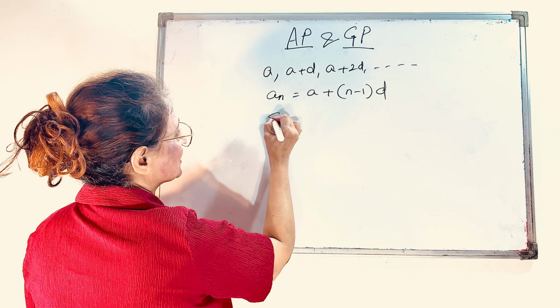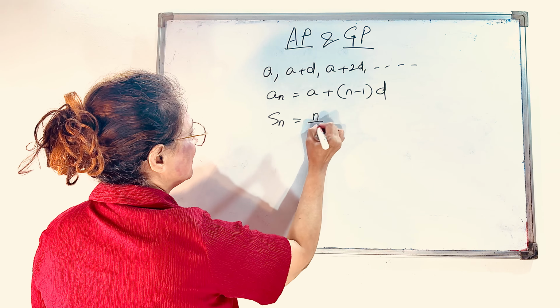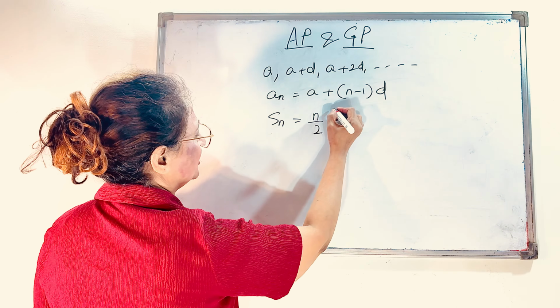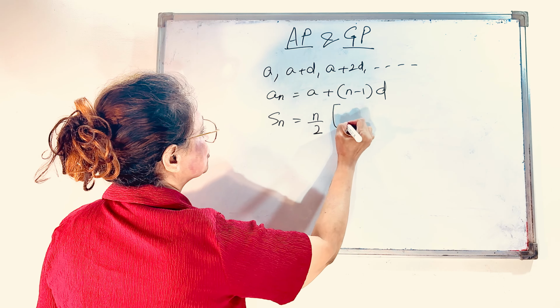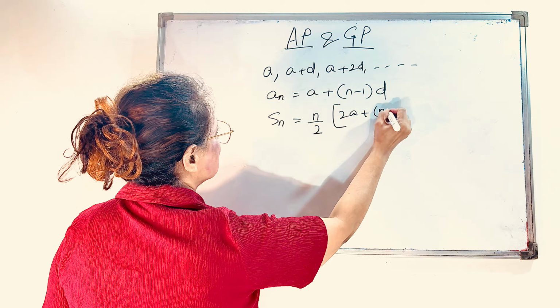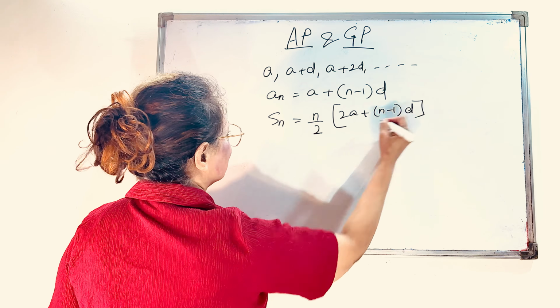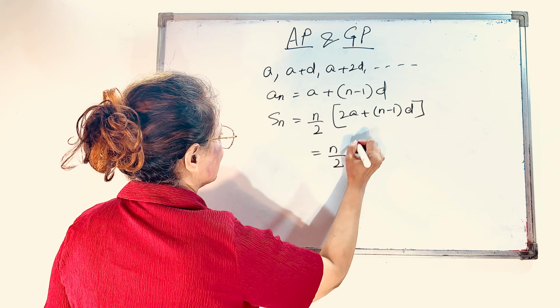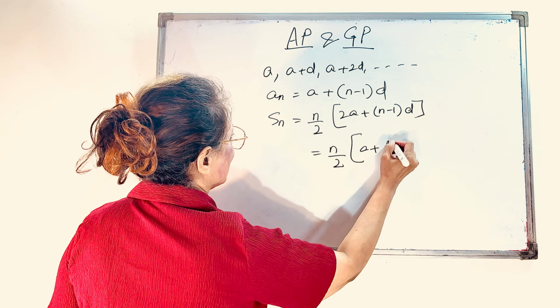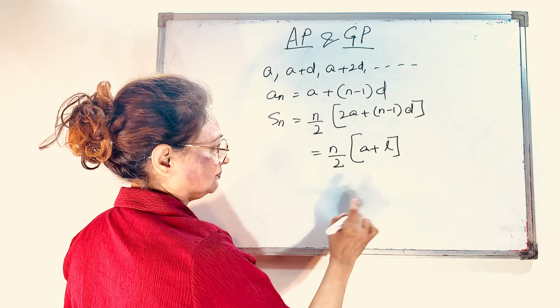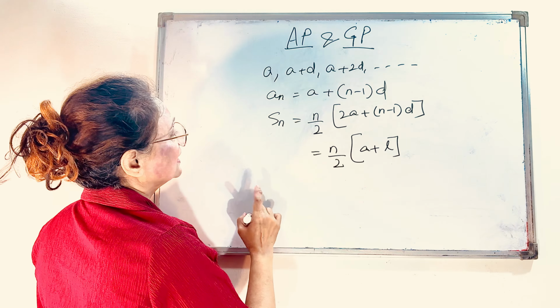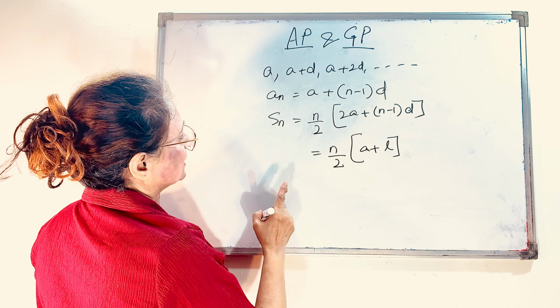And the sum of n terms is n by 2. This is just a recap. You already know all these. n by 2, 2a plus n minus 1 into d. It can also be written as n by 2 into a plus l, where l is the last term.